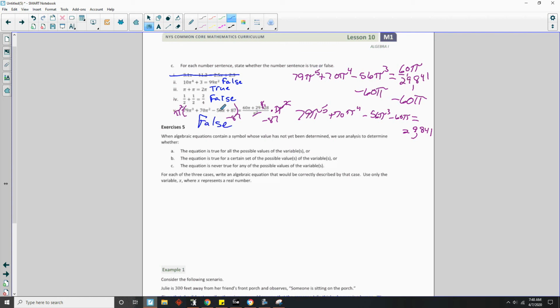Okay, so solving this algebraically actually makes it make more sense than a calculator. So you really need to be careful about using calculators because it said that it looked like that was true, only going out so many decimal places.